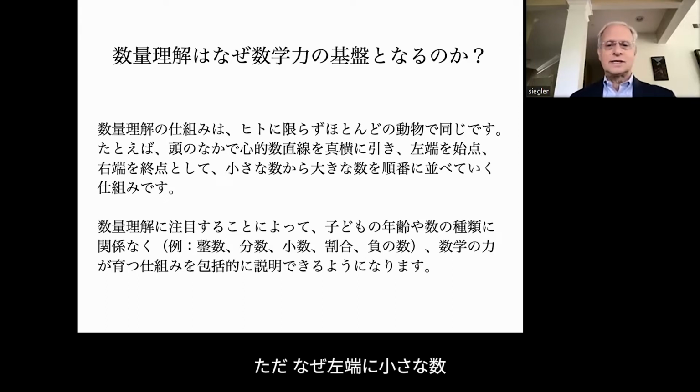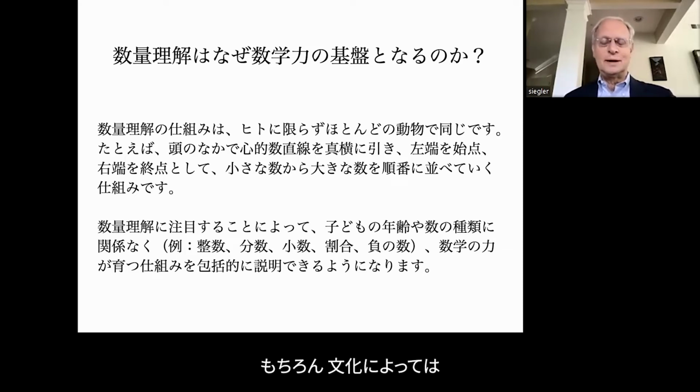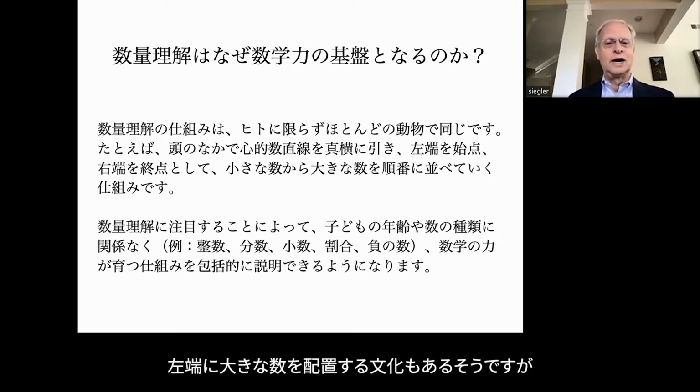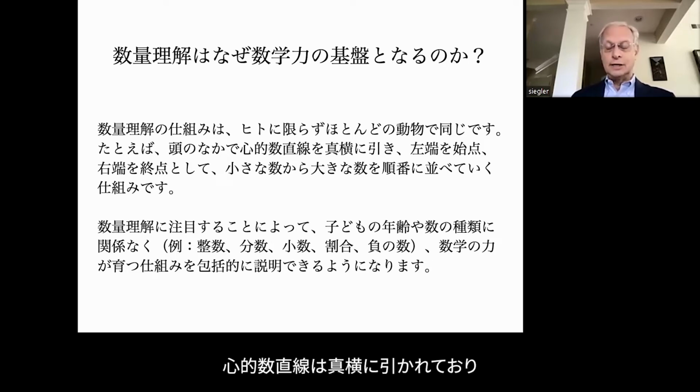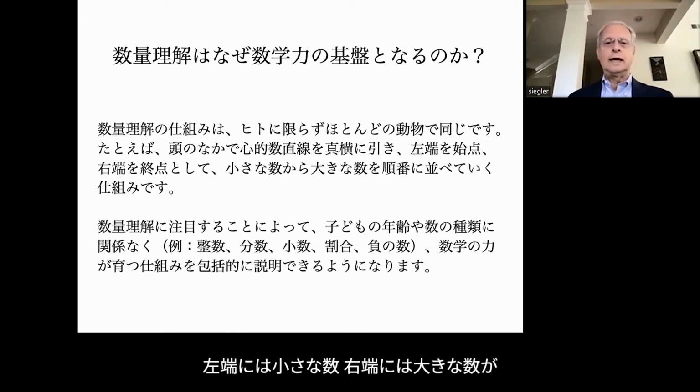Now you might ask, why would the small end be on the left and the large end on the right? No one knows, but it's extremely reliable. There's some reports that in a couple of cultures, maybe they have the small numbers on the right and the large numbers on the left. But there's a lot of disagreement about that. There's no disagreement that in the vast majority of species and cultures, the mental number line is oriented horizontally and from small numbers on the left to large numbers on the right.